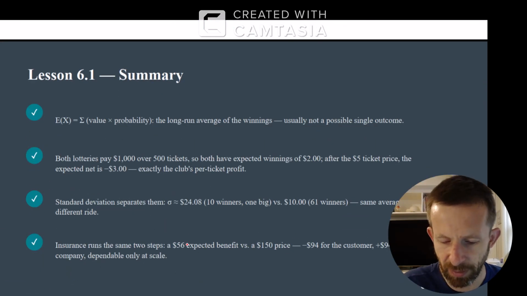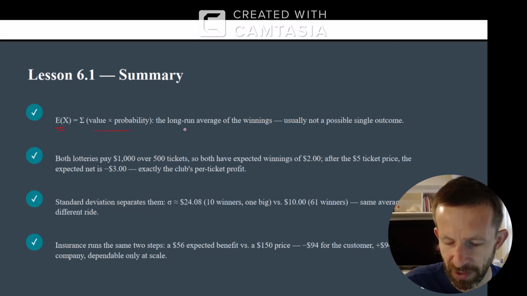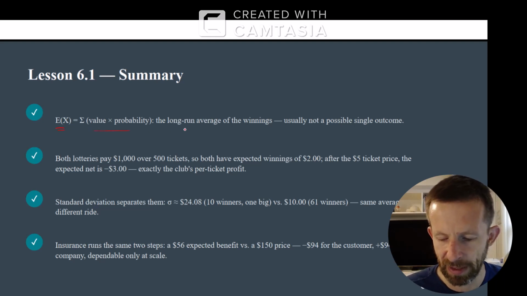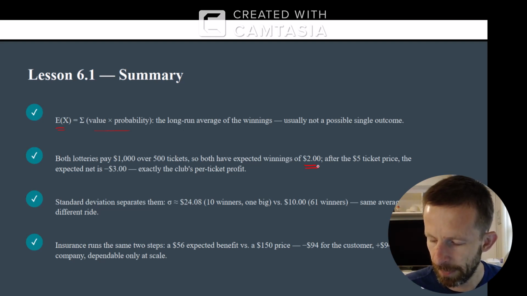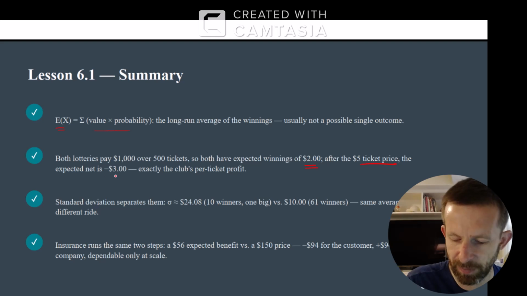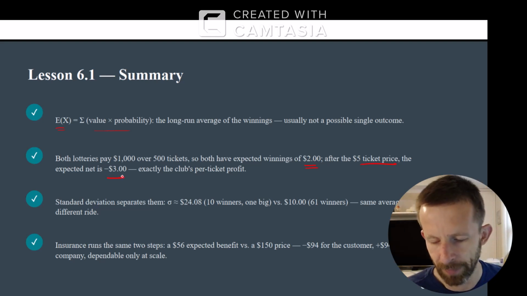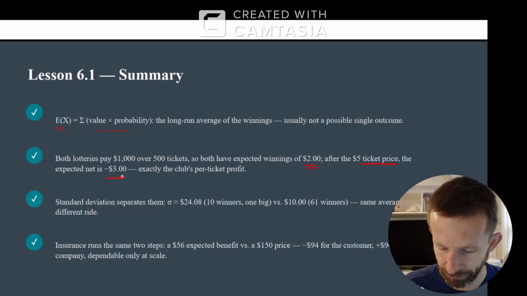So, summary for the lesson: your expected value is the probability of an event happening times the impact of that happening. In the situation where you have both lotteries with 500 tickets, both have an expected winning of $2. And after the $5 ticket price, the expected net loss is $3. That's what the club is going to profit. Standard deviation separates them. When you have one big winner and fewer winners in general, it's a higher standard deviation. When you've got more winners, it's a smaller standard deviation.